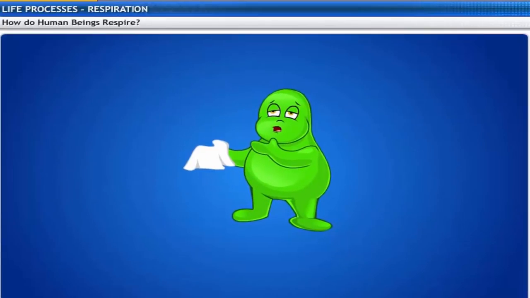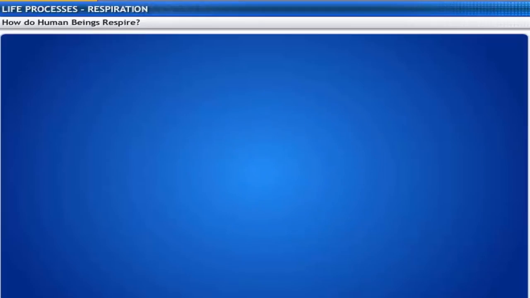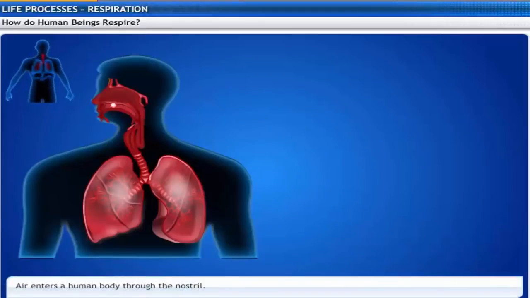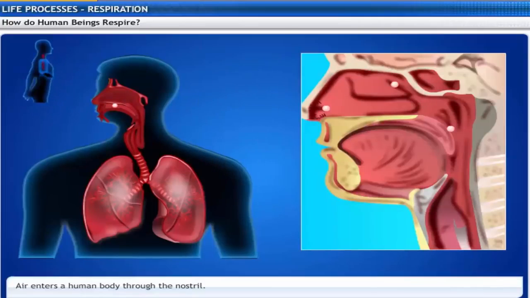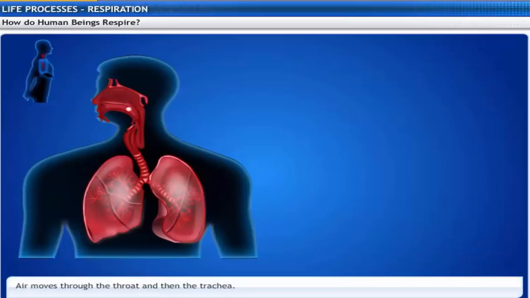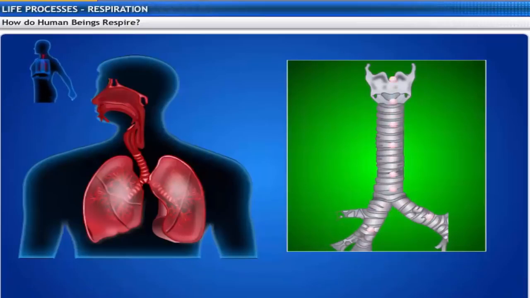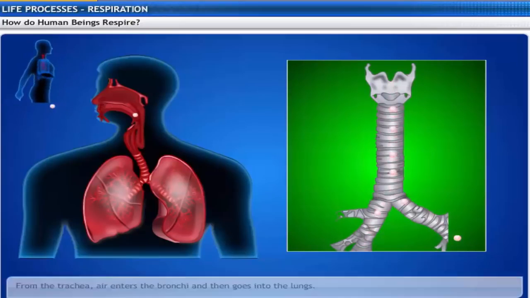I have a cold. I can't seem to breathe properly. In human beings, air is drawn into the body through the nostrils. Nostrils are lined with fine hairs and mucus that filter the air as it passes through. Next, the air travels through the throat and then moves through the rings of cartilage called the trachea. The trachea ensures that the air passage does not collapse.